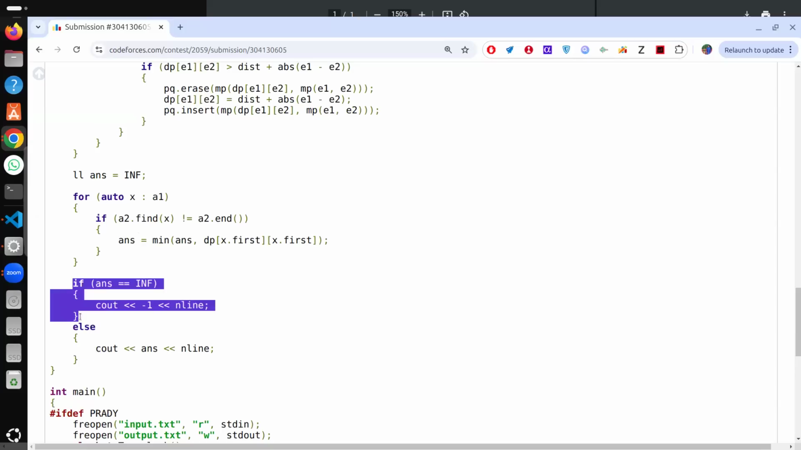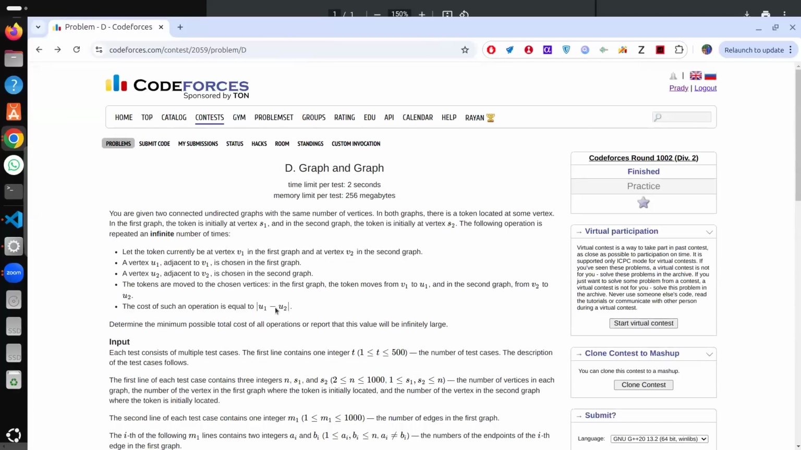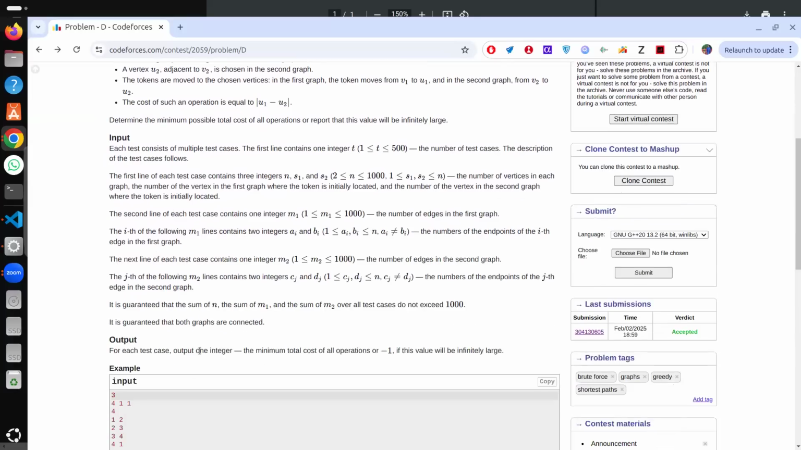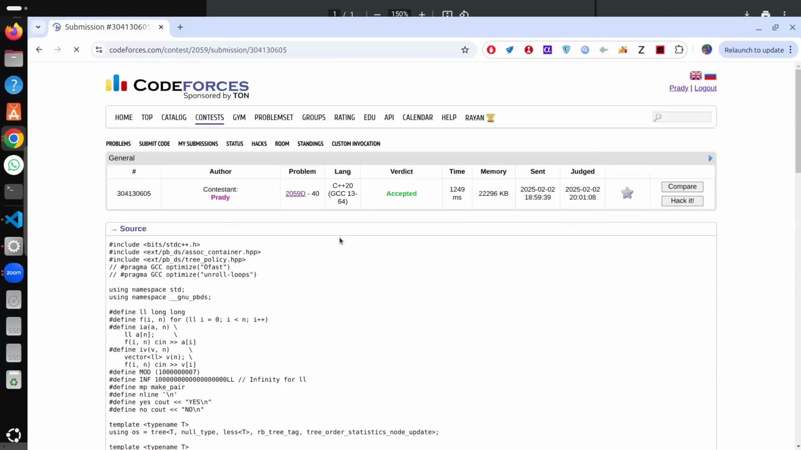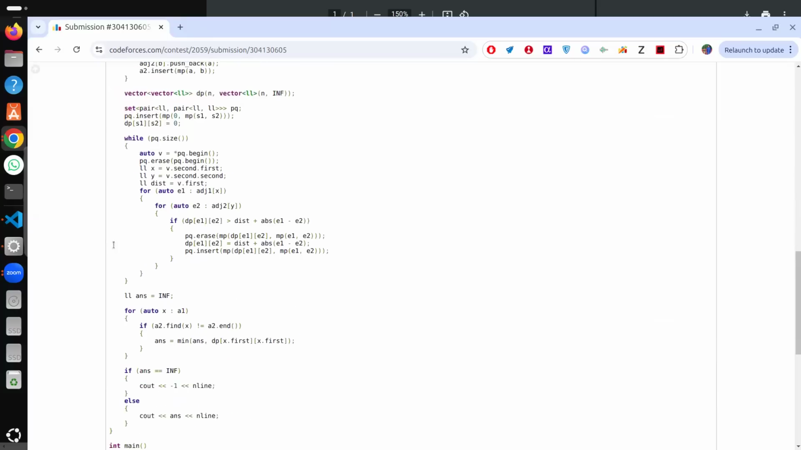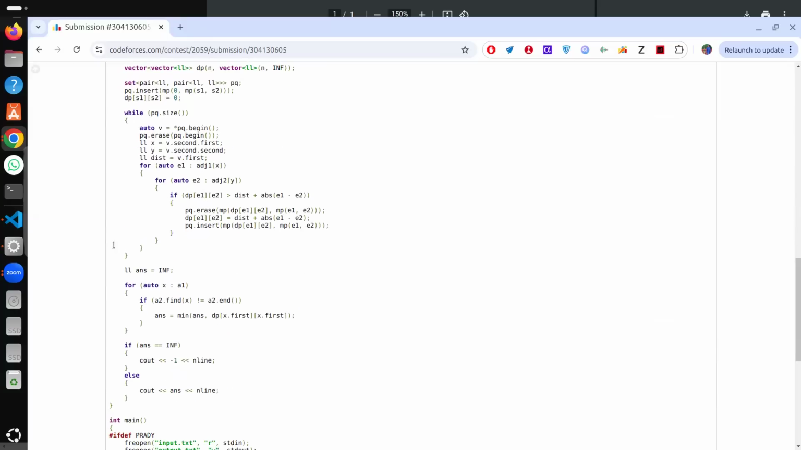So if the answer is infinity, they are telling us that we should print minus 1. Output one integer, or minus 1 if it is infinitely large, right? So yeah, that is the code. Okay, so is the code clear to you? All right. So yeah, that's all I did today. And if you have a doubt in any of these four, you can ask right now, or any general doubt if you have.